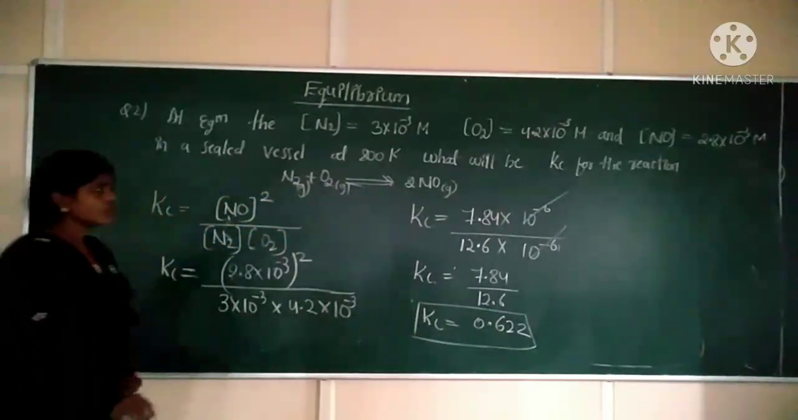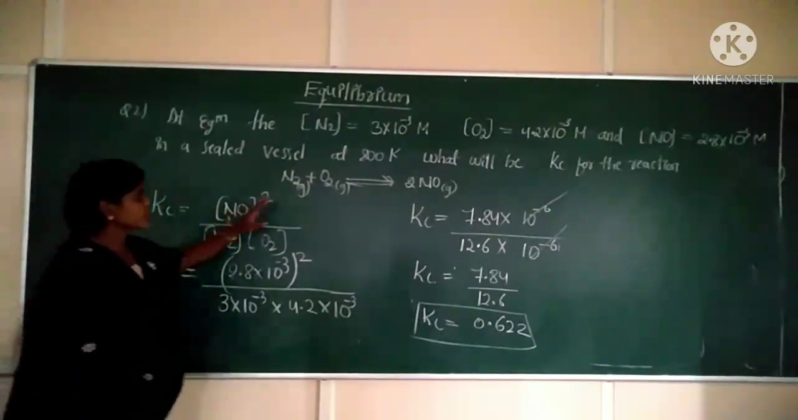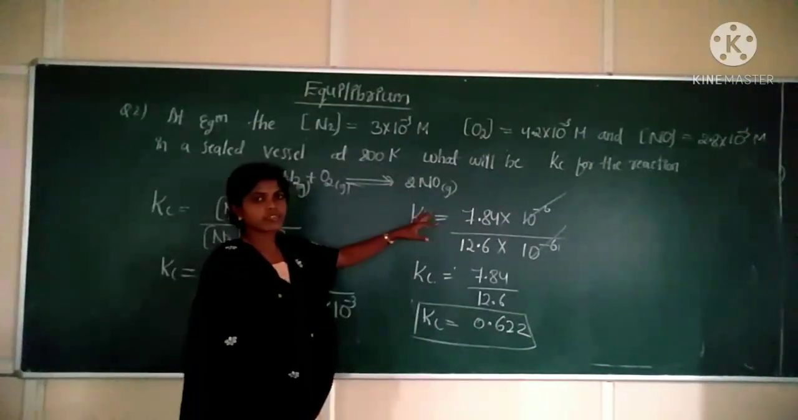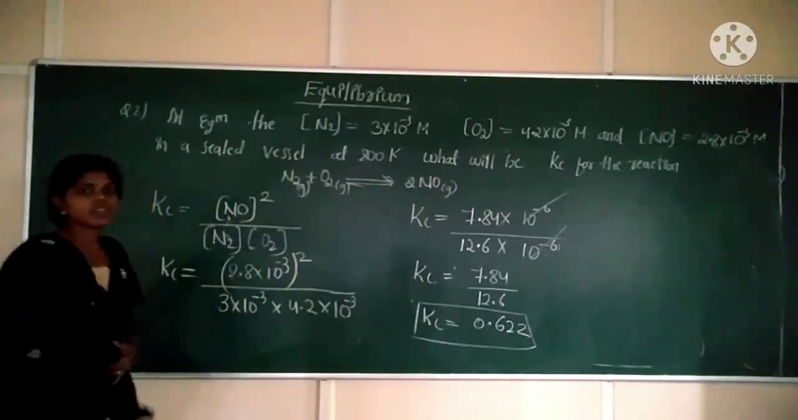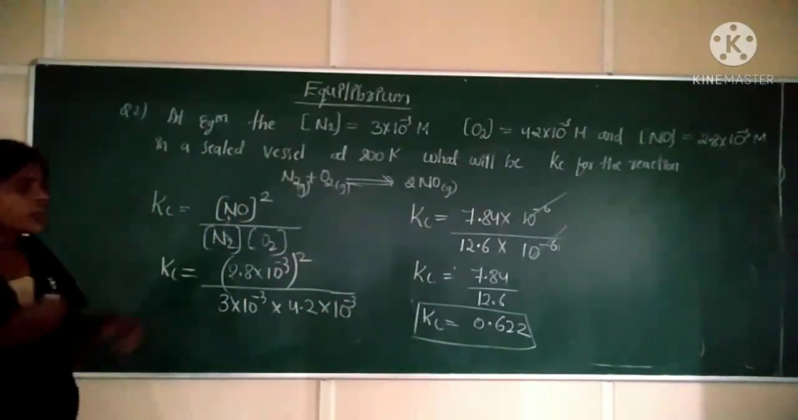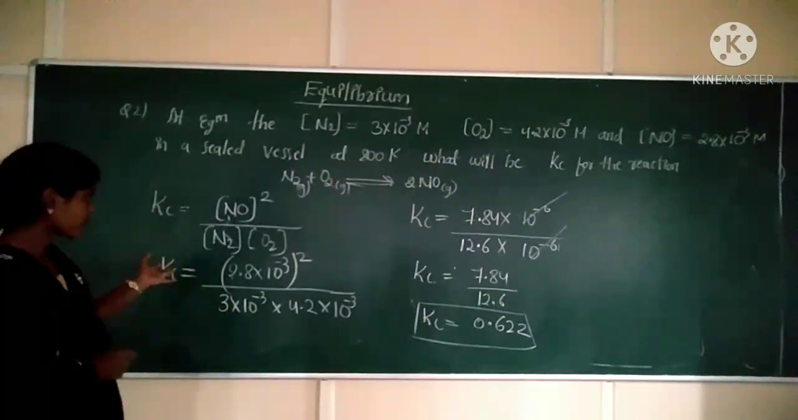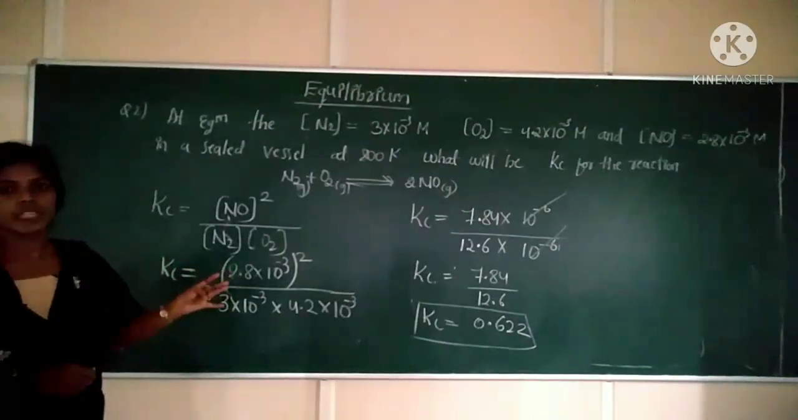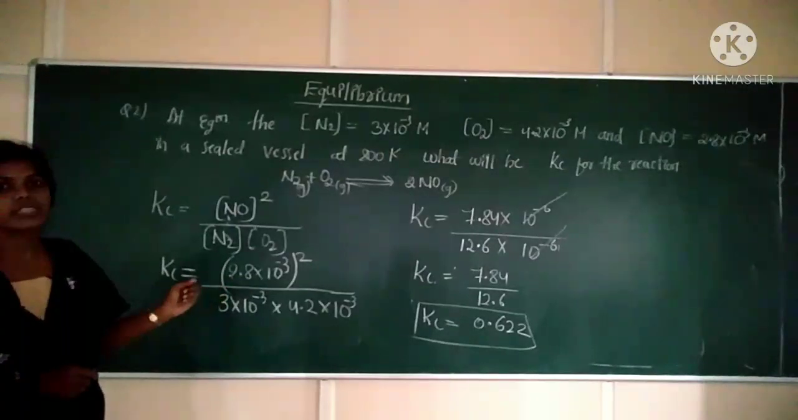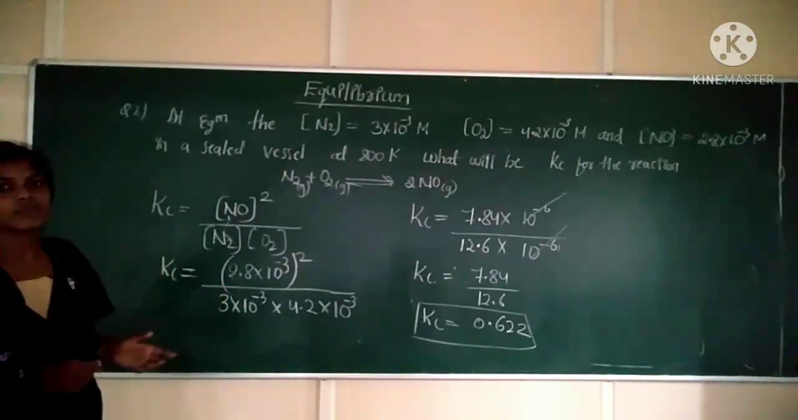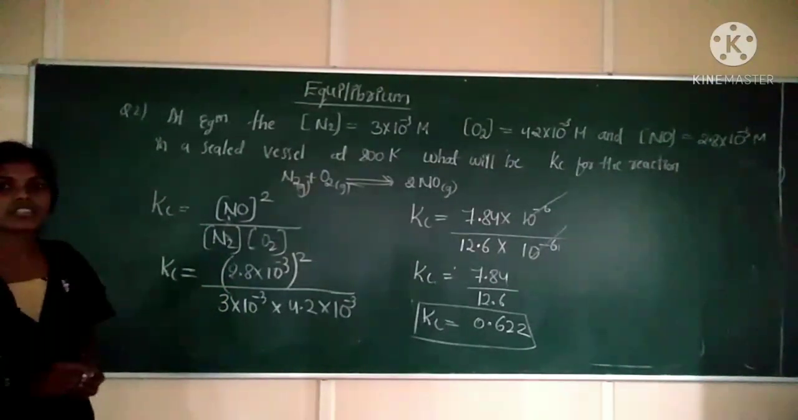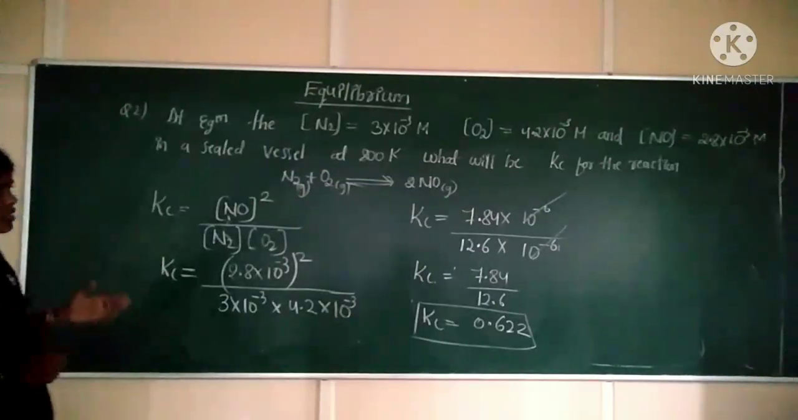Okay. So the reaction is given, and the concentrations of reactant as well as product are given. So we are just calculating the equilibrium constant. I said that in the applications of equilibrium constant, what is the third application? It helps in the calculation of the equilibrium constant. Okay.